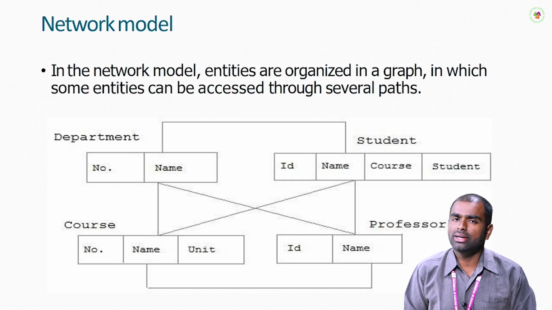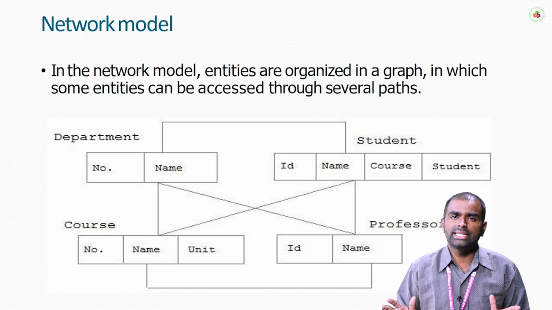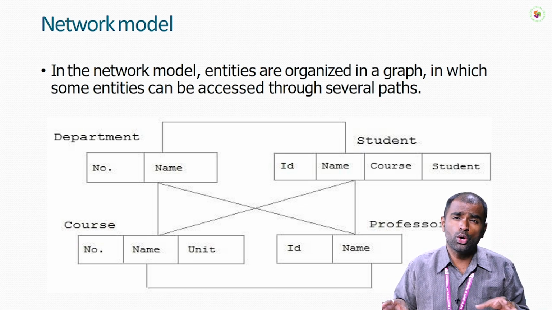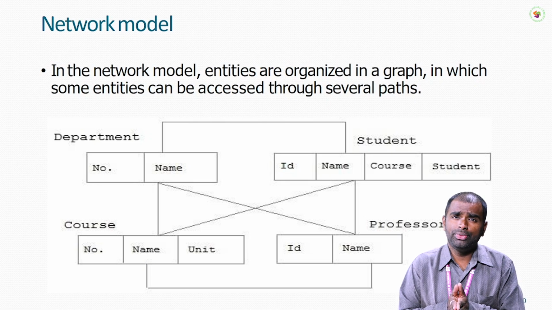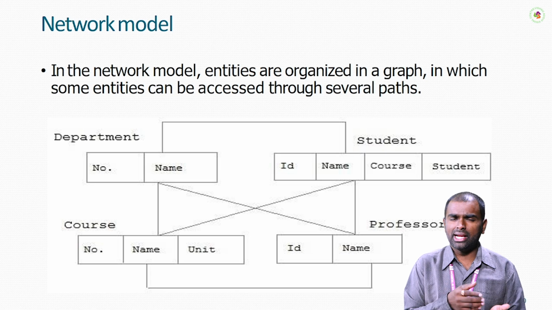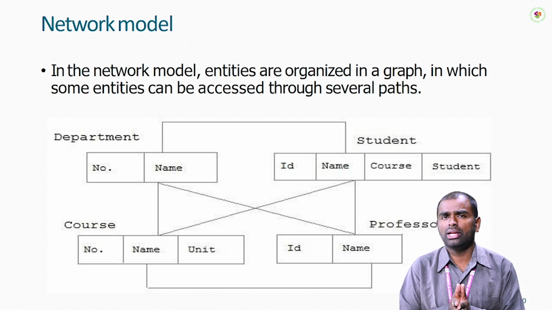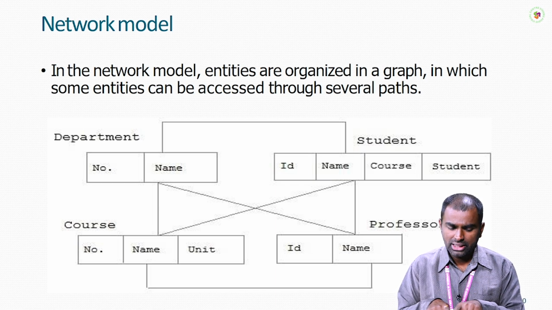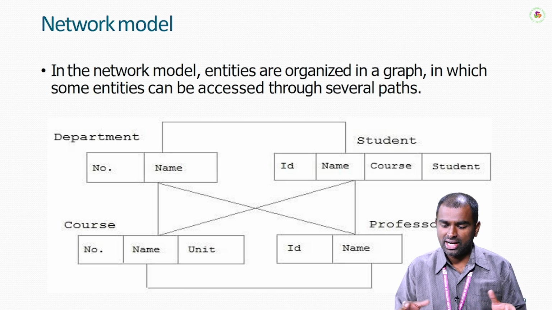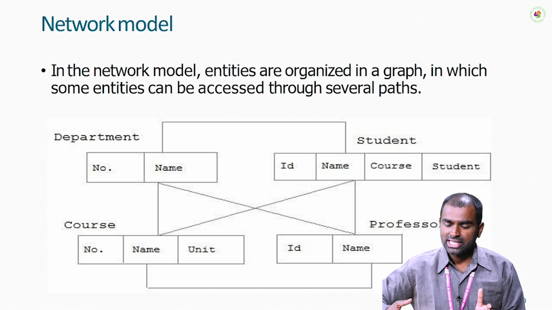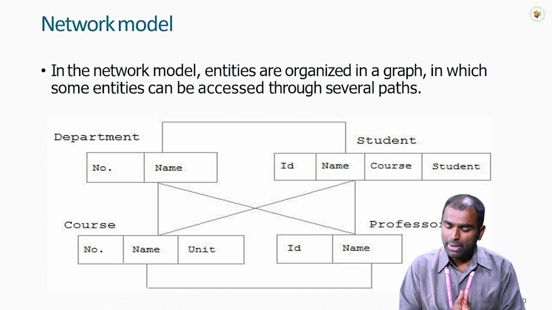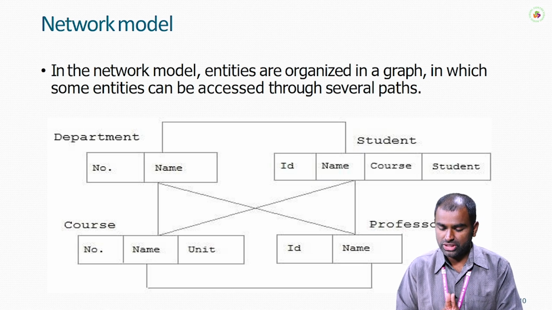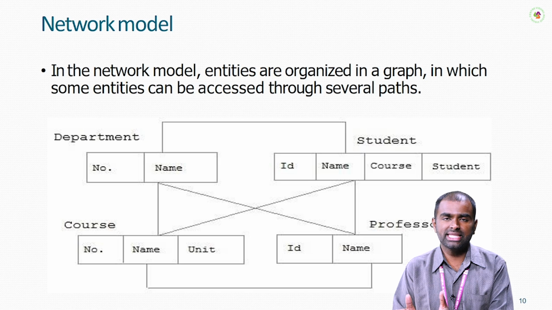Next, the network model is a graph-like model. It is about different objects and how they are connected to each other. It is not like the tree model we discussed in the hierarchical model. It is a graph-like model. Different levels will be there, and all are interconnected with each other. They can even form loops. In the network model, entities are organized in a graph in which some entities can be accessed through several paths. Department, student, course, professor: the same entities are taken here.